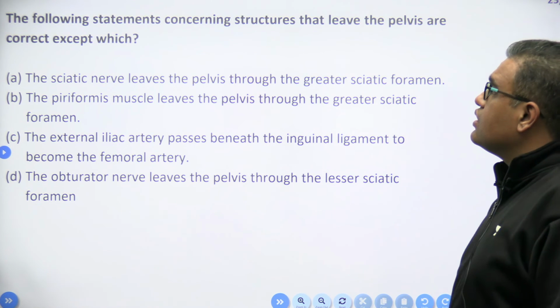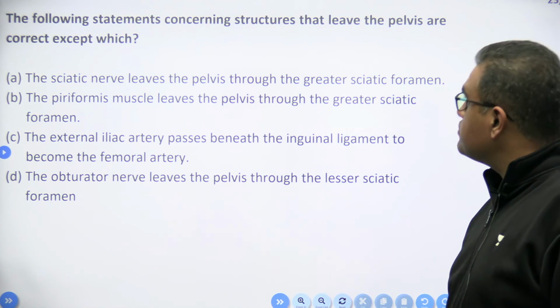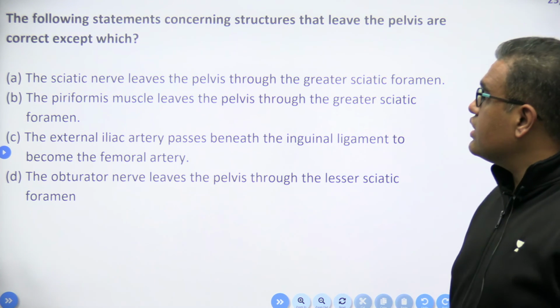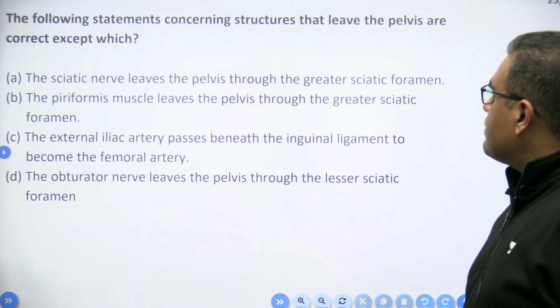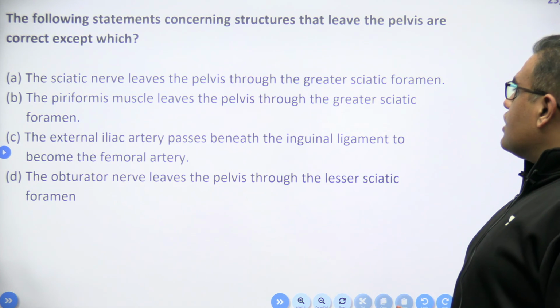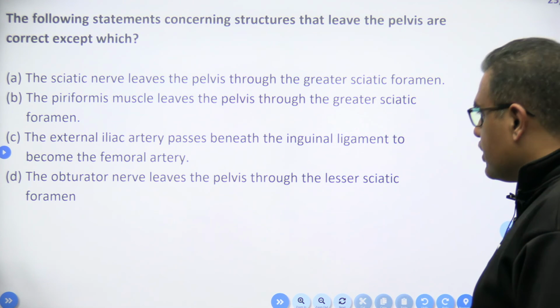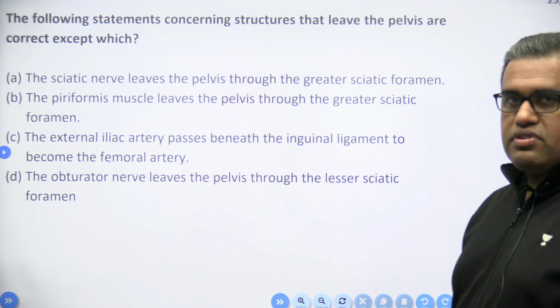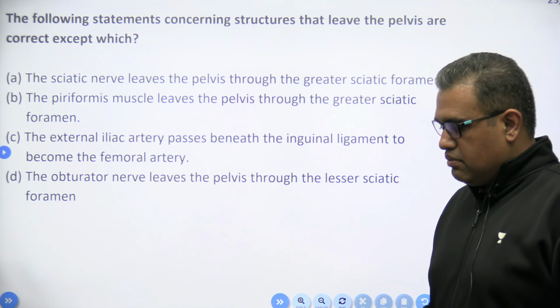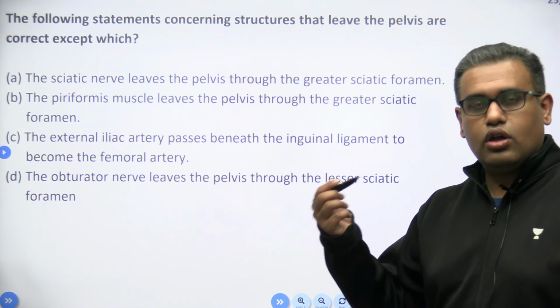One last question probably. The following statements concerning structures that leave the pelvis are correct except which is wrong over here. The sciatic nerve leaves the pelvis through the greater sciatic foramen. The piriformis muscle leaves the pelvis through the greater sciatic foramen. The external iliac artery passes beneath the inguinal ligament to become the femoral artery. The obturator nerve leaves the pelvis through the lesser sciatic foramen. See, in these sort of questions, it is helpful in preparation because here one statement is wrong, other three are correct. So you are actually gaining knowledge.